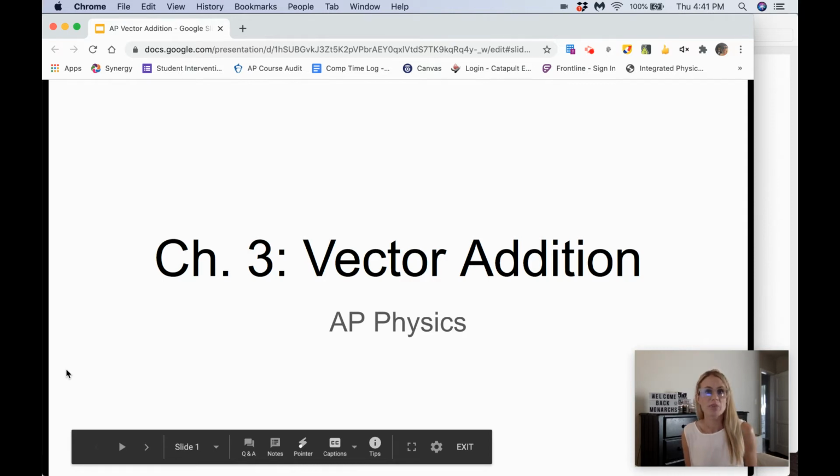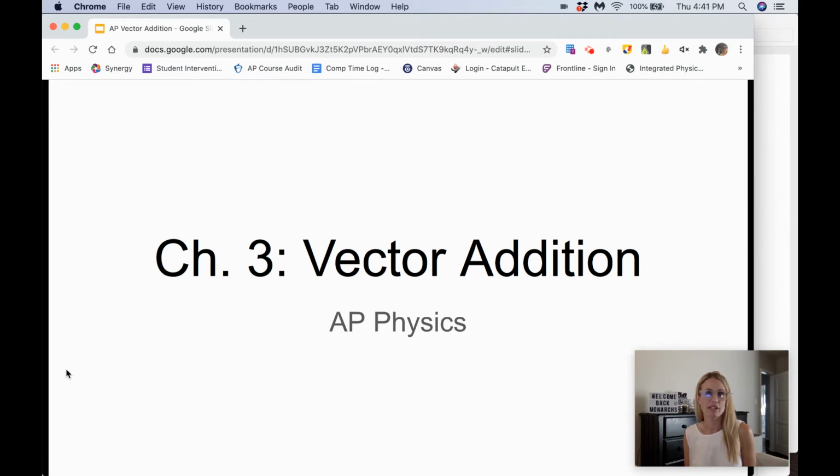So we're going to start projectile motion soon. And before we do that, we need to talk about vectors in 2 and 3 dimensions. So I'm going to talk about vector addition today. And that's kind of the number one thing I'm going to talk about before we get into projectile motion.